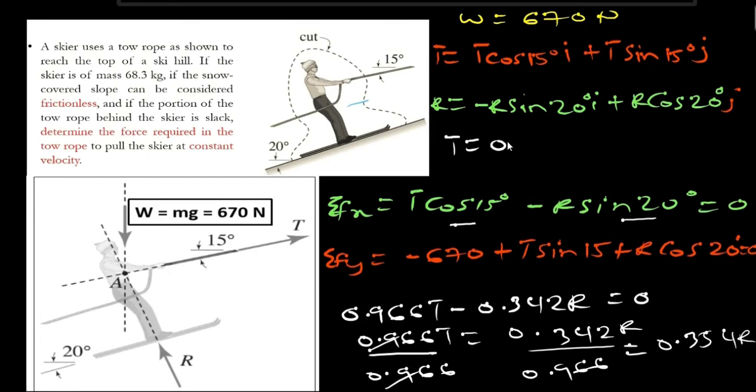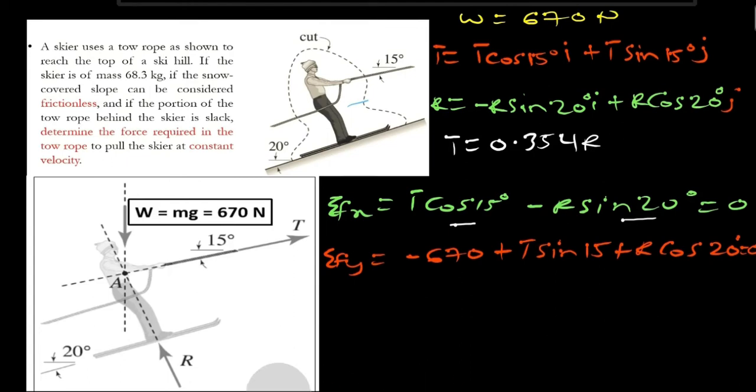Let me write this here: T equals 0.354 R. What I'll do next is substitute this value of T into the second equation, into the y component. Wherever we see T, we can substitute this into it. So I'm going to rewrite this: minus 670 plus T sine of 15. Let's change sine of 15 also. Sine of 15 will be 0.2588, so let me make it 0.259.